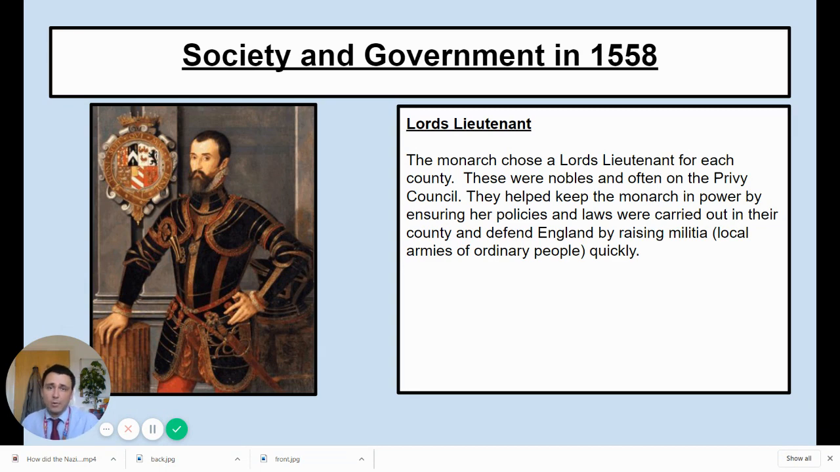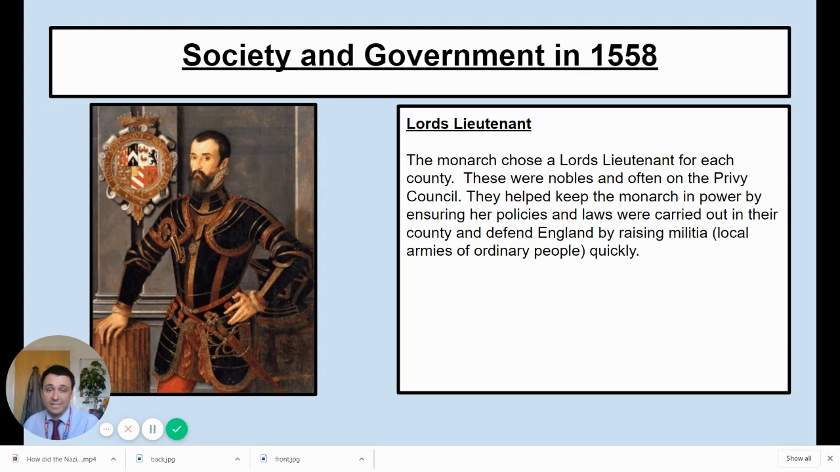And what they do is they help keep the monarch in power by making sure that in their county, the monarch's policies, so rules and laws, were carried out. And also, if you imagine that England suddenly needed to raise a large army, for example, when Spain were invading, then the Lord Lieutenant's job would be in their county to raise what we call a militia. And that would be an army of ordinary people.